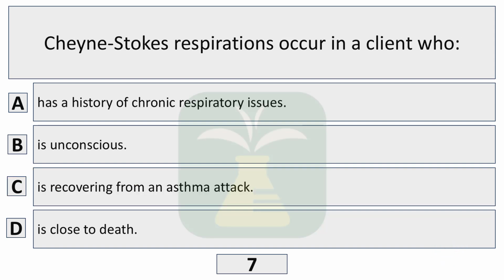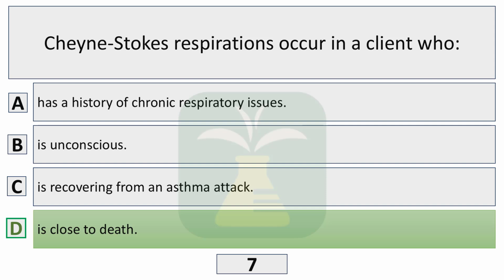Cheyne-Stokes respirations occur in a client who A, has a history of chronic respiratory issues, B, is unconscious, C, is recovering from an asthma attack, D, is close to death. Correct answer, D, is close to death. Cheyne-Stokes respirations are a breathing pattern marked by increased respirations, labored breathing, and periods of apnea, no breathing. It is important to report these signs if discovered in a resident who is not expected to show them.